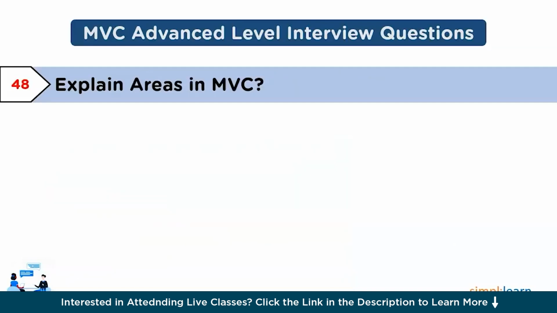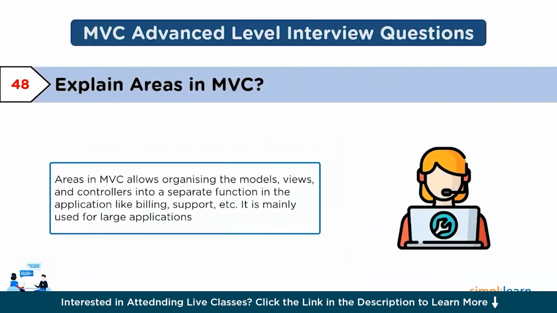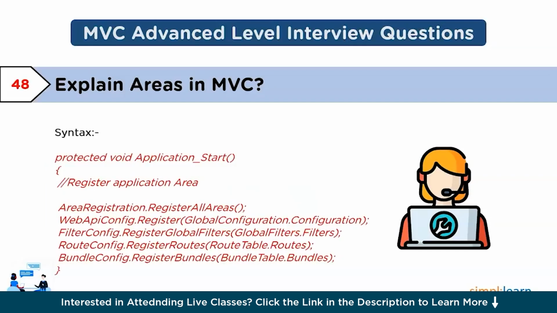Explain areas in MVC. Areas in MVC allow organizing the model, view and controllers into separate functions in the application like billing, support, etc. It is mainly used for large applications. When the developer is working with an area, it is important to register the areas. The syntax for registering the areas is as follows. In this, each MVC area has its own folder that allows it to keep controllers, models and views separately.